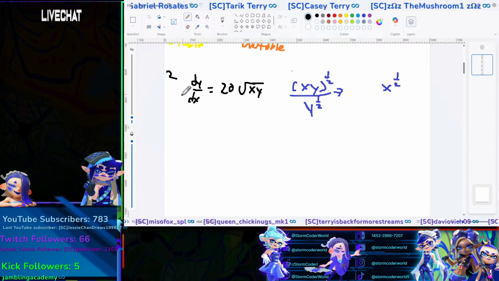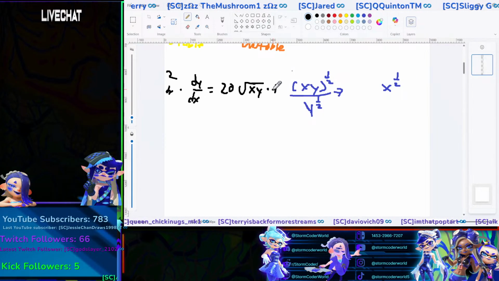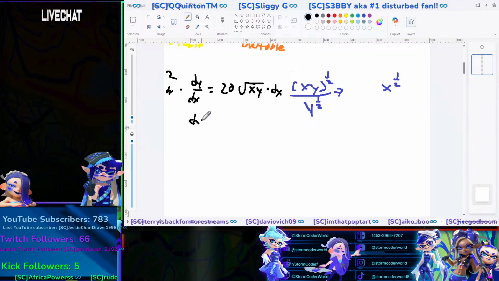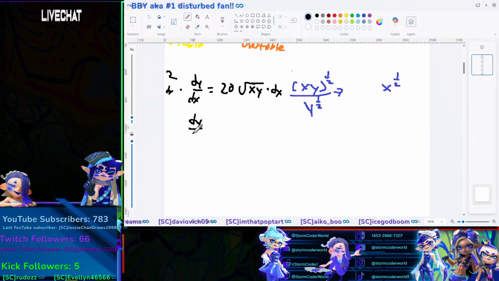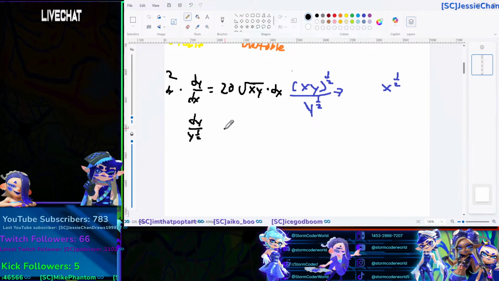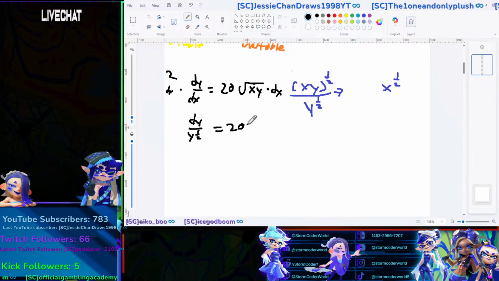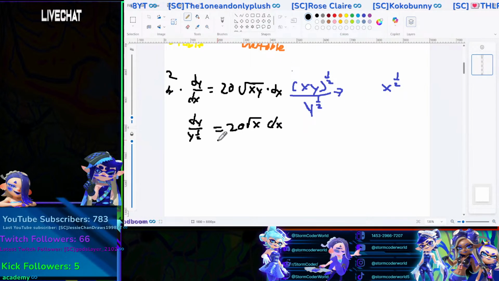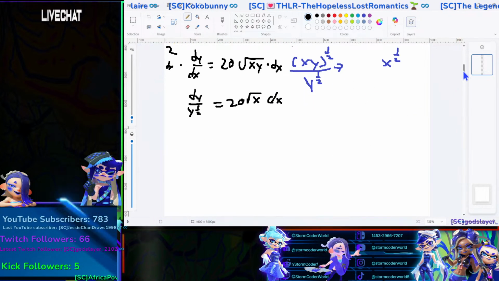Now I'm thinking I can multiply the dx over as well, on both sides. So I would get dy over y to the 1/2 is equal to 20 square root x dx, and now I'm ready to integrate both of these. So now I would integrate both of these factors.